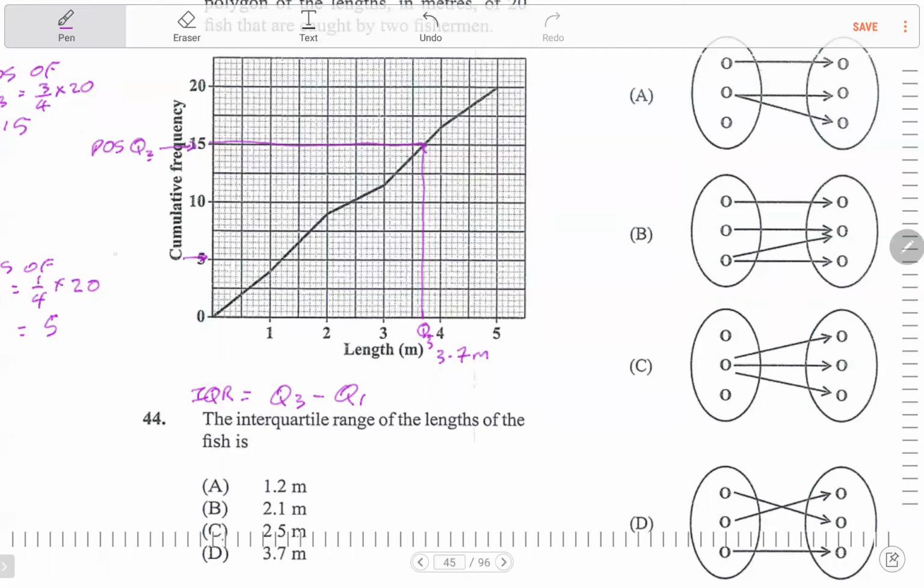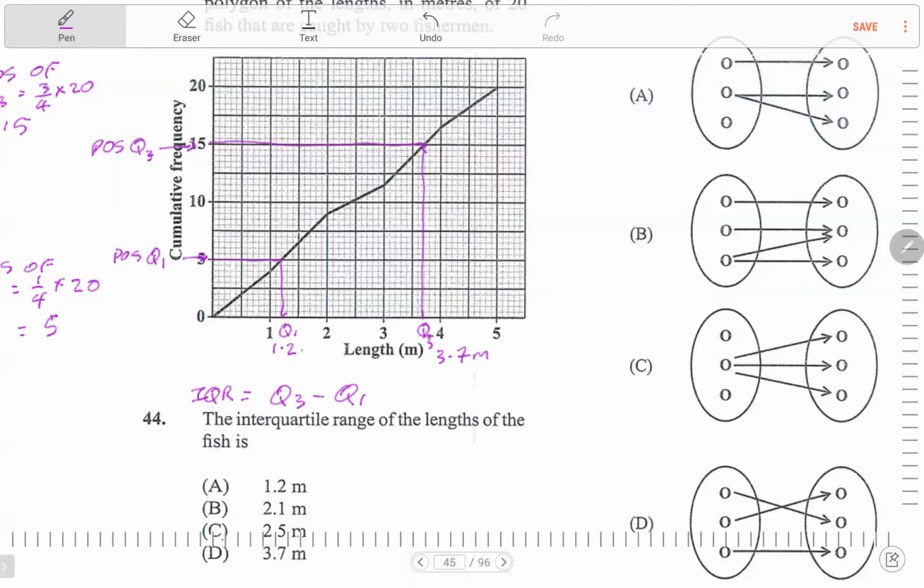And then the Q1, as we said, the position of Q1 is 5. The 5th fish measures the Q1 measurement. You come across on the graph and you read it down here. And that looks like 1.2. This is Q1. It's 1.2 meters.